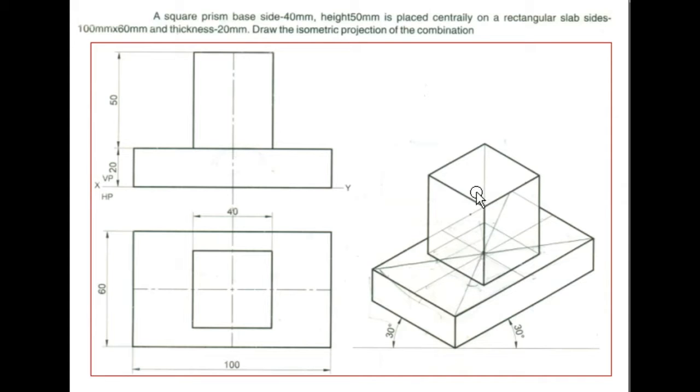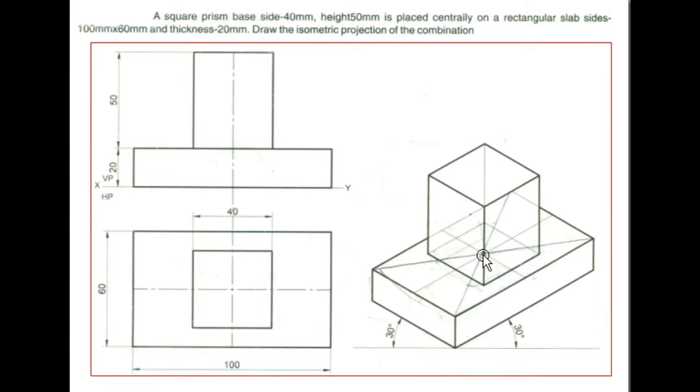Next step is what? We have to place the square prism, and that too it has to be placed centrally on the rectangular slab. So what I do, from this corner to this corner I will join a line, and from this corner to this corner I will join a line, so that I will get the midpoint of the top surface of the rectangular slab. So from this point I will draw an ISO 20 line upward and an ISO 20 line downward. That line is parallel to the 60 mm length of the rectangular slab, ISO 60.